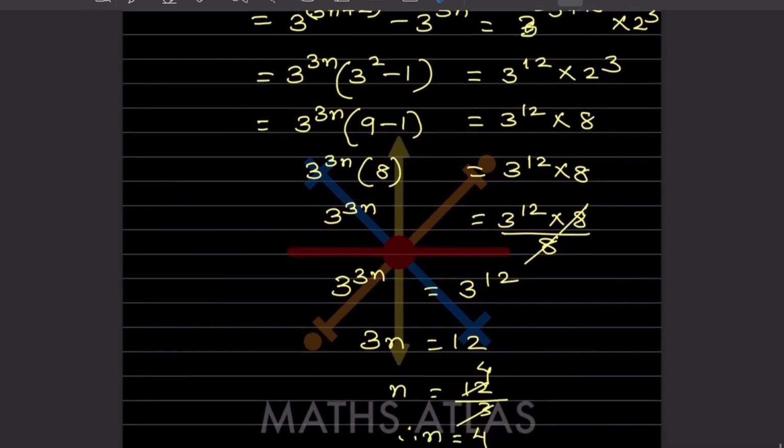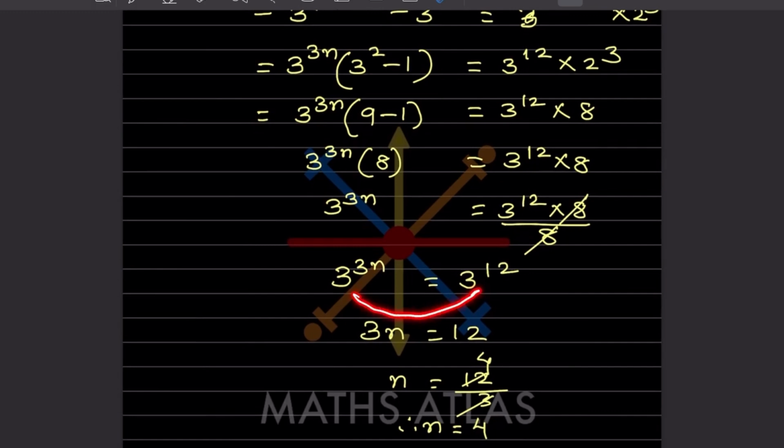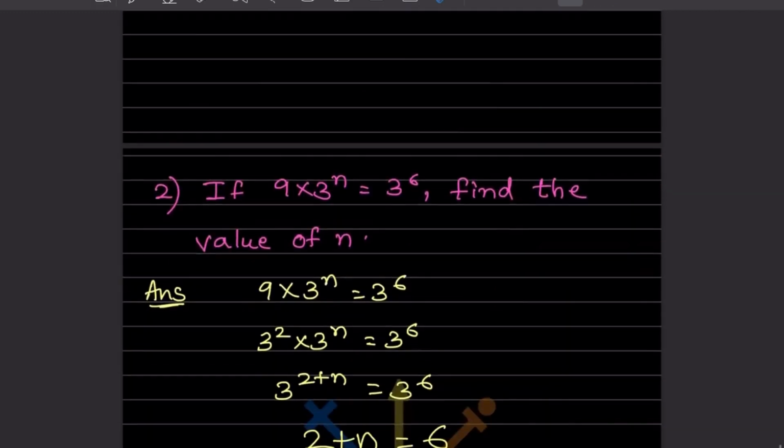So now again we can see the bases are the same, so the exponents also should be the same. So 3n is going to be 12. What we want is the value of n. So n is going to be, since this is multiplication, 12 that will go in the denominator. So 3 ones are 3, 3 fours are 12. So n is 4.